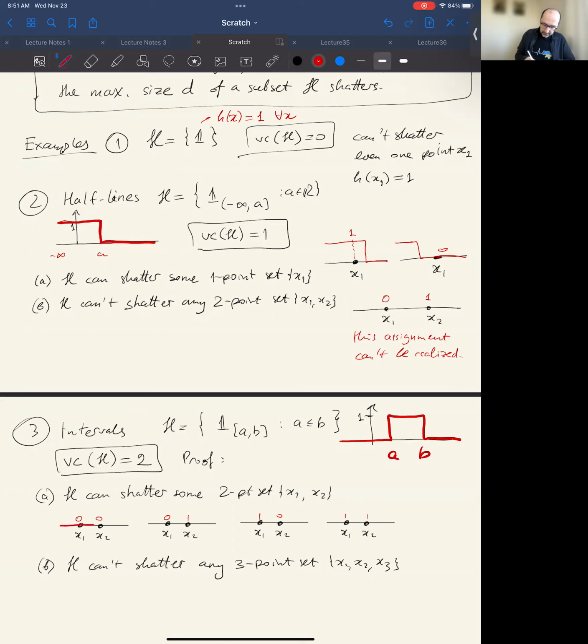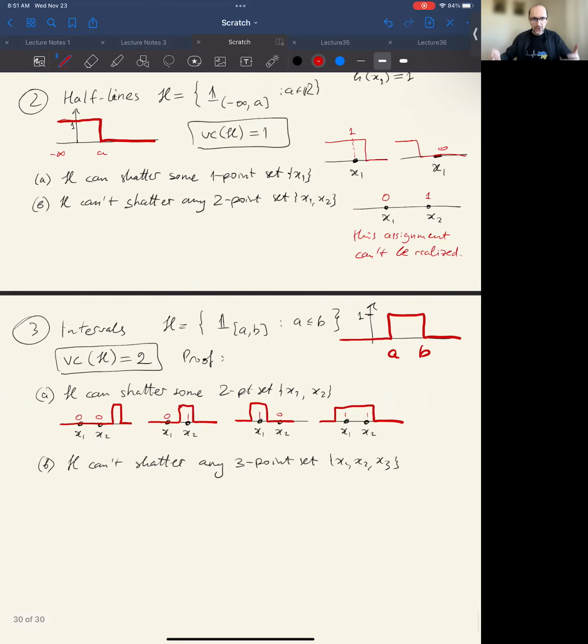0, 0, for example, that thing. It's a function in our class. It realizes this assignment, 0, 0. 0, 1. This function realizes it. 1, 0. This function realizes it. 1, 1. This function realizes it. All of these functions are in our class. And so H does shatter this 2-point set. Yeah, good.